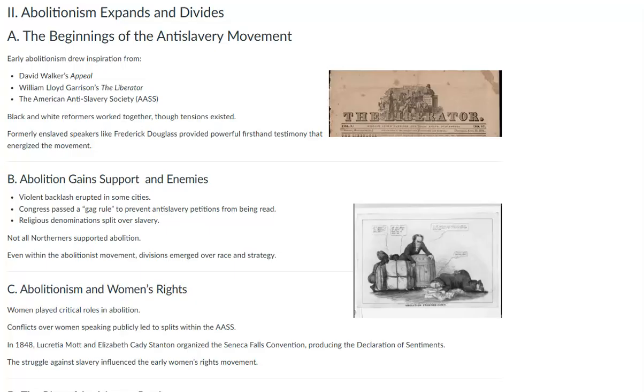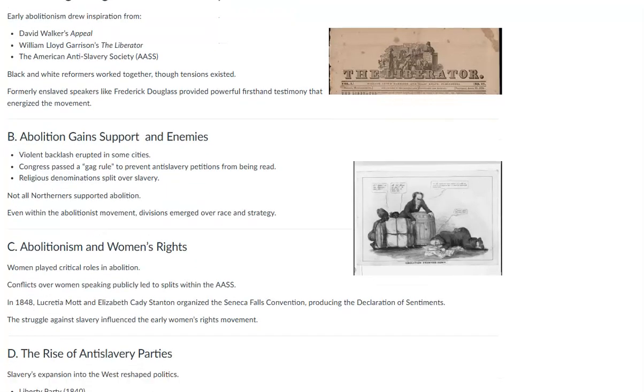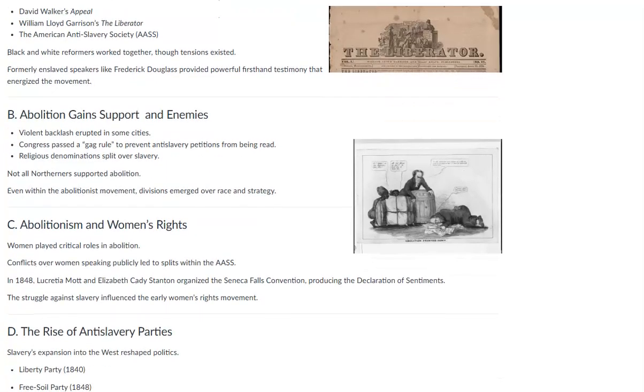And even within the abolitionist movement, divisions emerge over strategies in women's participation. So we have the women's movement begins in 1848 in Seneca Falls, New York. You have women like Lucretia Mott, Elizabeth Cady Stanton. They're denied full participation at an international anti-slavery convention. So what they do is they organize the Seneca Falls Convention in 1848. And they start to fight, that fight against slavery. It helped spark the women's rights movement.